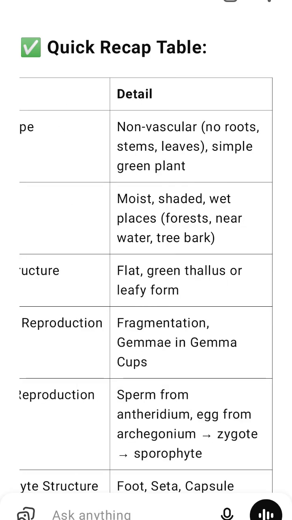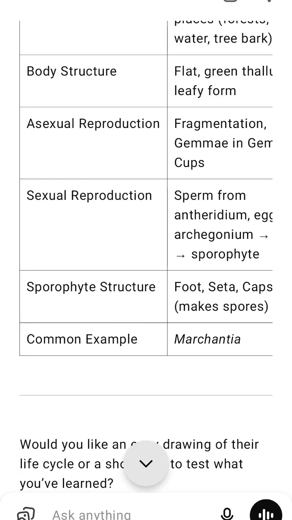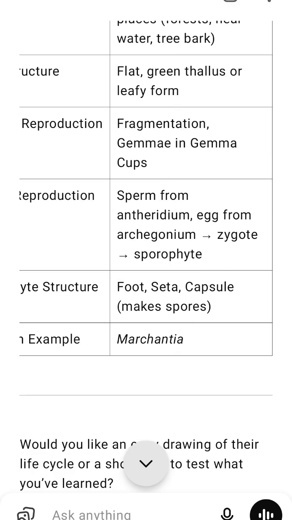Sexual reproduction: sperm from antheridium, egg from archegonium, zygote, sporophyte. Sporophyte structure: foot, seta, capsule that makes spores. Common example. Would you like an easy drawing of their life cycle or a short quiz to test what you've learned?